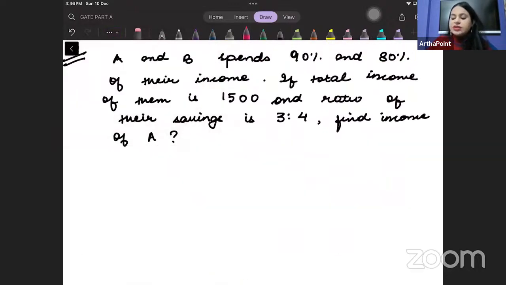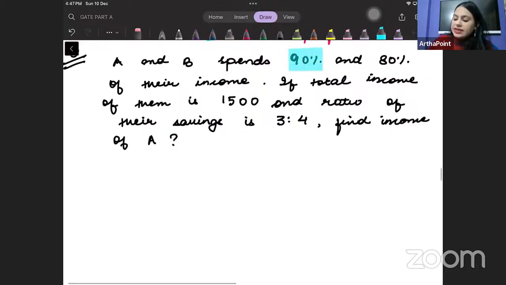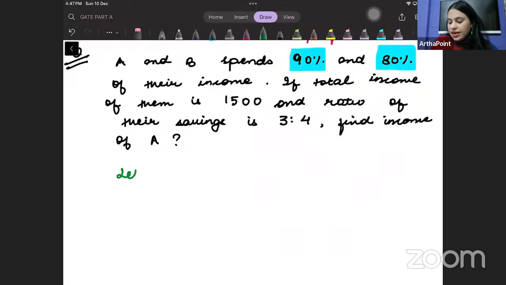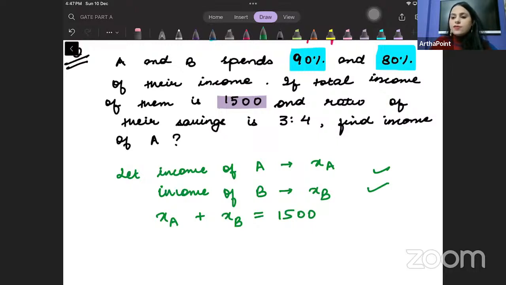Very good question. ये वाला. Read it out. This is a question based on ratio and proportion. पढ़ो बेटा. A and B spend 90% and 80% of their income. So हम income ले सकते हैं. Let income of A be XA. Let income of B be XB. A and B का income हमें दिया हुआ है बेटा. It says if total income is 1500, तो XA plus XB दिया हुआ है 1500.